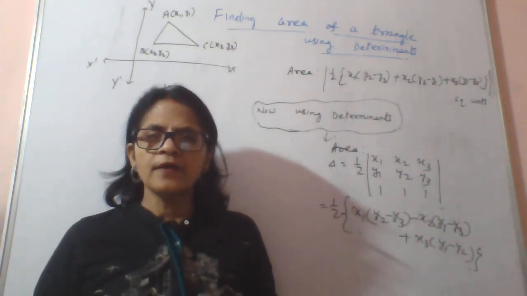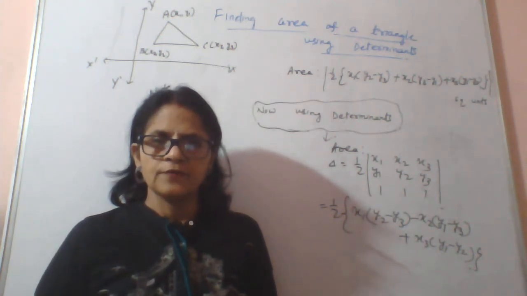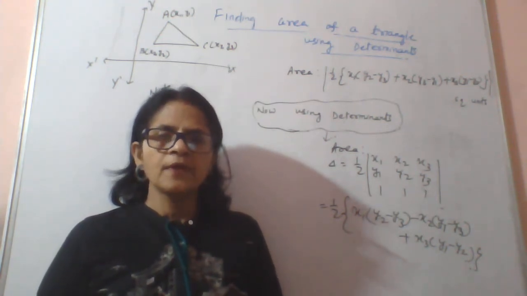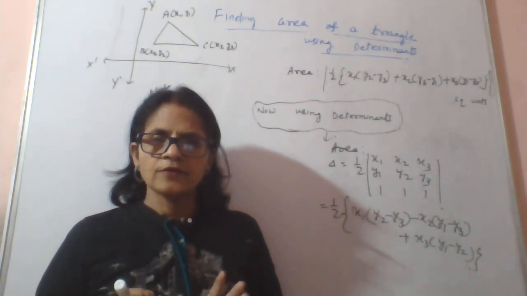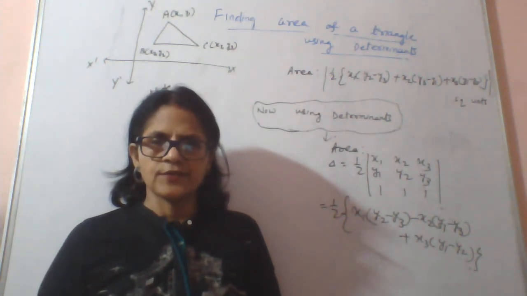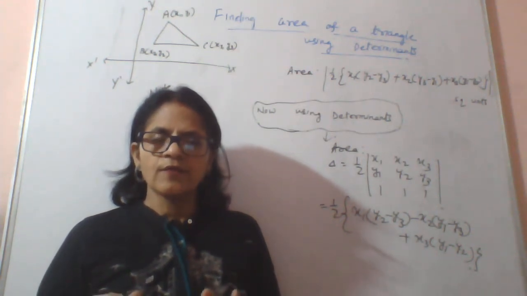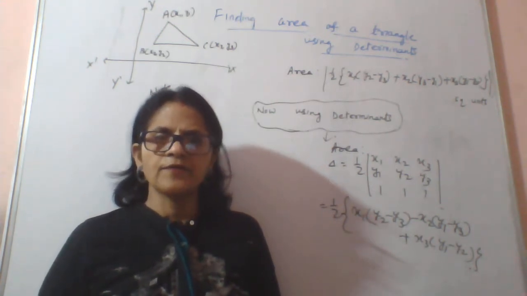Finding the area of a triangle is a very familiar topic to all of you. For example, when base and altitude are given, you get the area of the triangle equal to half into b into h. Secondly, whenever you are given the lengths of all three sides a, b, c, you use Heron's formula to find the area of a triangle.